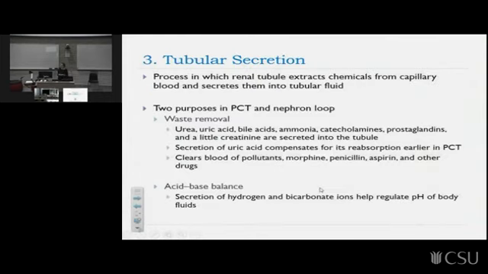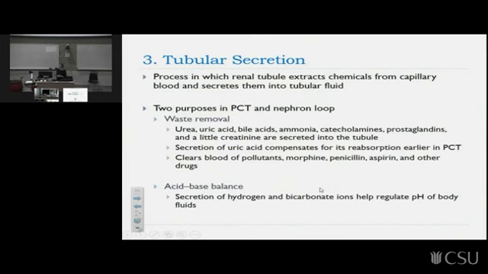Next is tubular secretion. This is the process in which renal tubules extract chemicals from capillaries and secrete them into the tubular fluid. There are two purposes in the proximal convoluted tubule and the nephron loop. These are removing waste and also acid-base balance, which we'll go over more this afternoon when we get to that lecture.